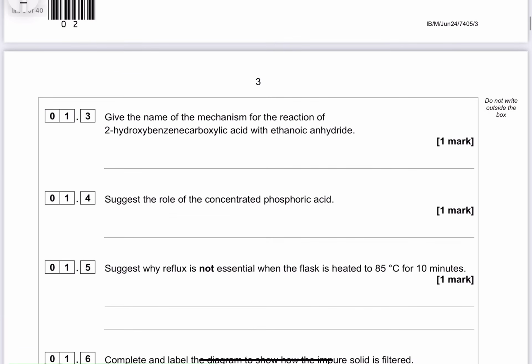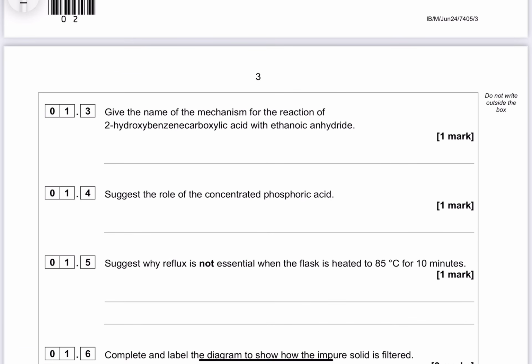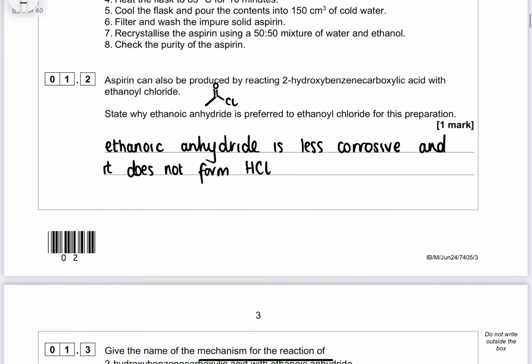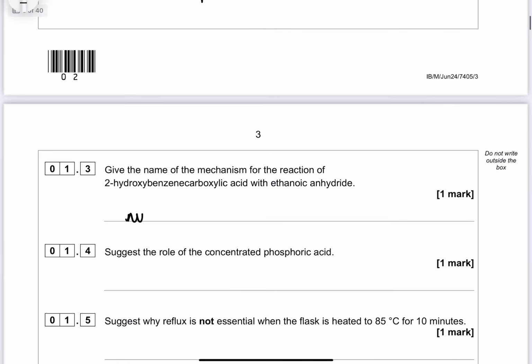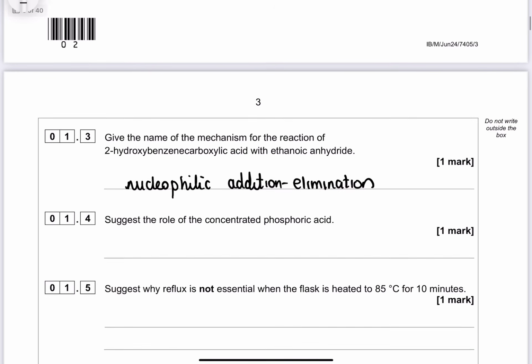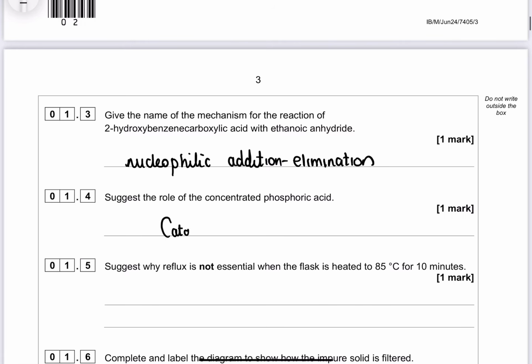Give the name of the mechanism for this reaction of 2-hydroxybenzene carboxylic acid. So what we've got here is an alcohol with a lone pair attacking a delta plus carbon, nucleophilic attack, and we're going to add it on and then eliminate the acid. So it's nucleophilic addition, elimination. The role of the concentrated phosphoric acid, it's not in the equation, so it would be a catalyst.